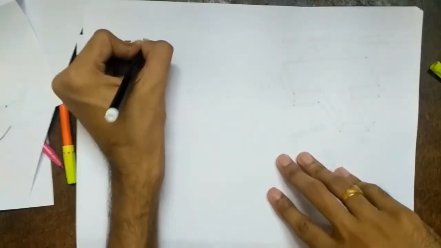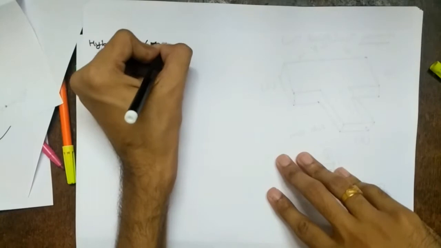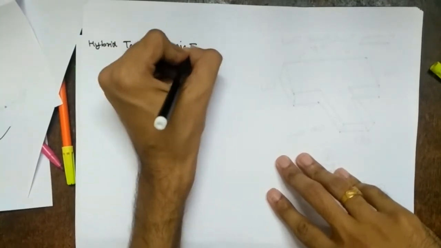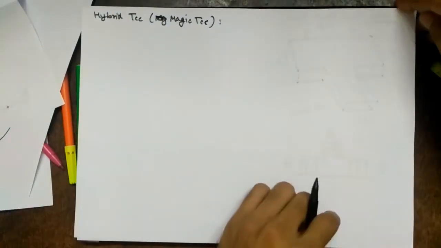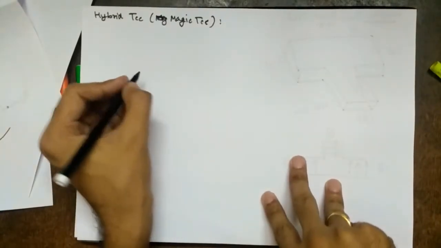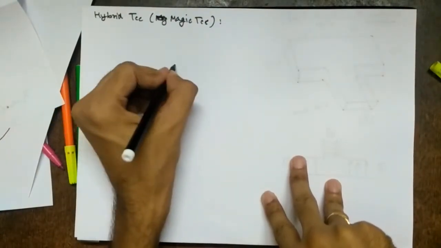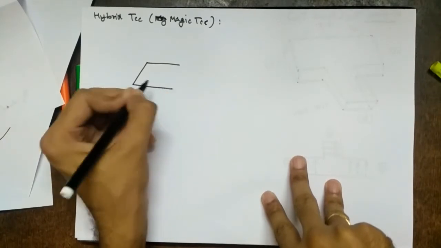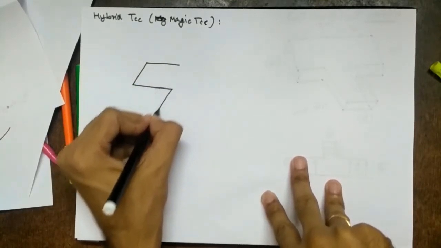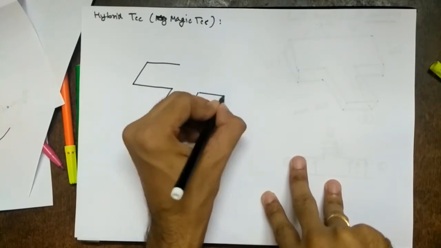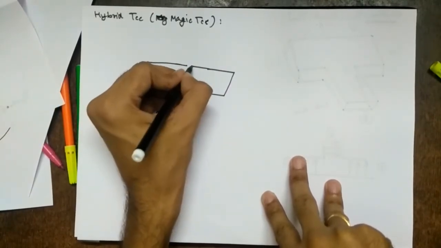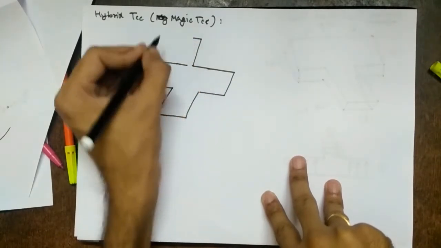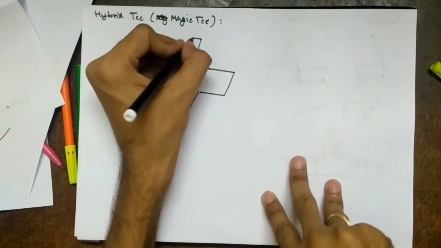Hybrid T, sorry, magic T. So this is a combination of E plane T and H plane T. Okay, so let me draw that. I hope I will draw it quite neatly. This resembles what? E plane, right? Sorry, H plane. So now I'll try to draw H plane. Sorry, E plane.